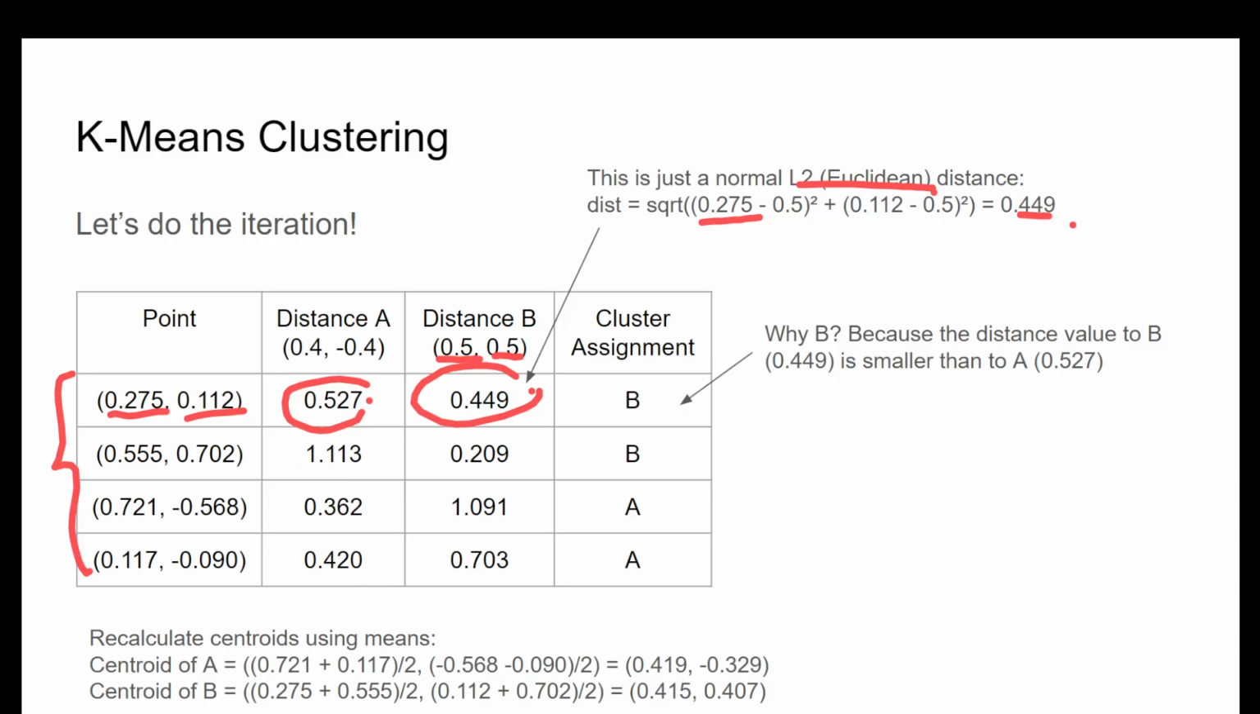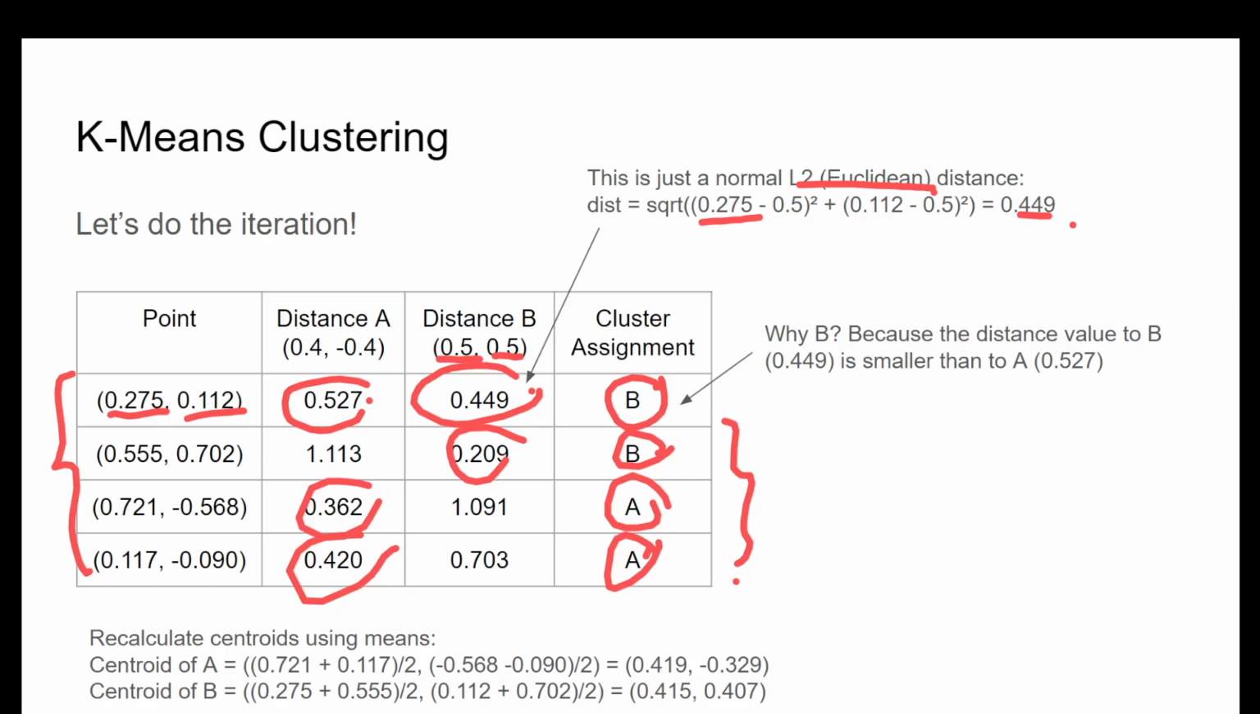Then how to decide the cluster actually? In this case, why do we choose B? Because the distance value from this point to B is smaller than the distance value from this point to A, basically, because 0.449 is smaller than 0.527. And the same applies for the rest of the table. So we pick this B, we pick this A, and A as well. The next one is we have to recalculate the centroid using means.